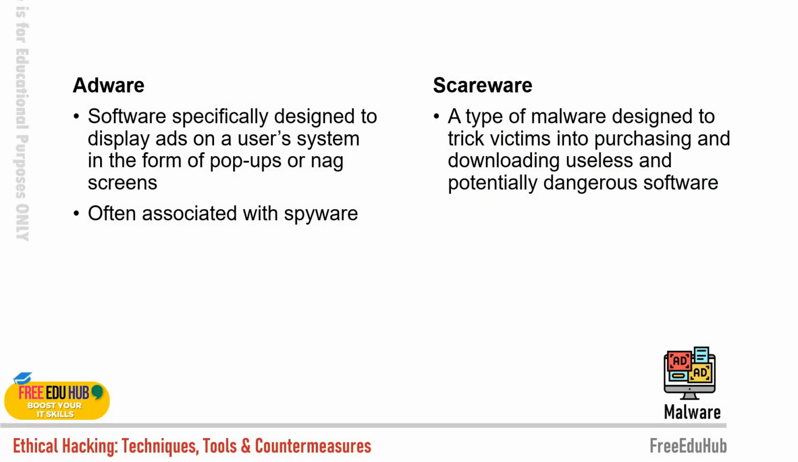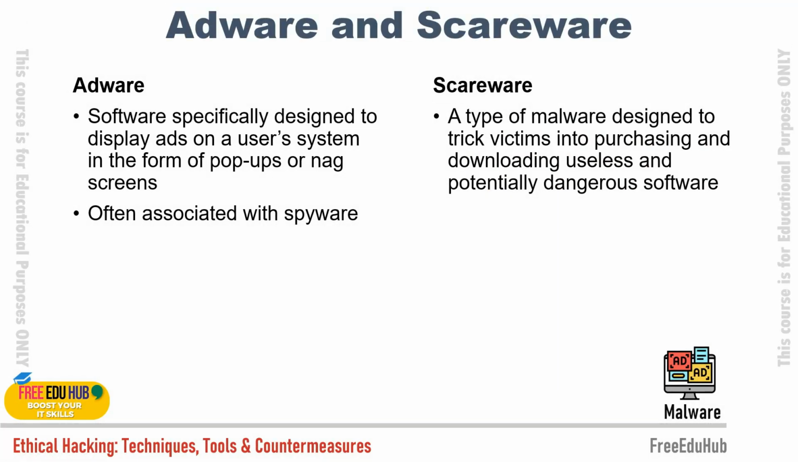Now, when we are talking about adware and scareware, adware is software specifically designed to display ads on the user's computer and to produce pop-ups on the screen, and is often associated with spyware. So these are the advertisements which appear on the screen, and by mistake, if you click on one, it would download a payload on your computer, which would open a port on your computer through which the remote penetrator can gain access to the computer. Scareware is a type of malware designed to trick victims into purchasing and downloading useless and potentially dangerous software on the computer.